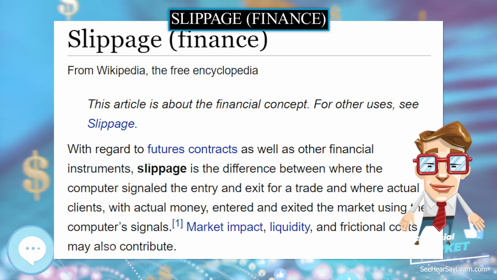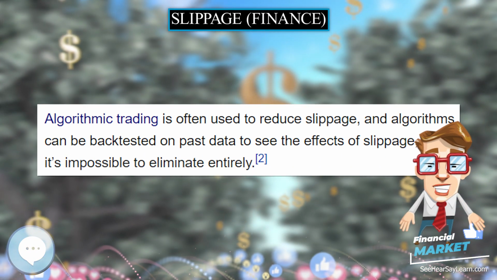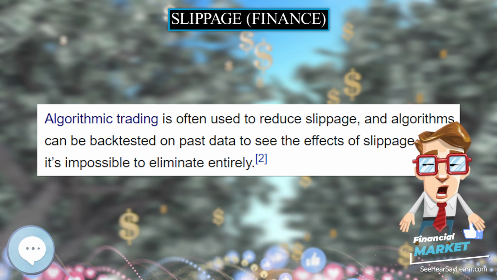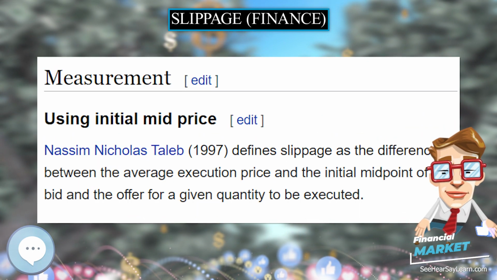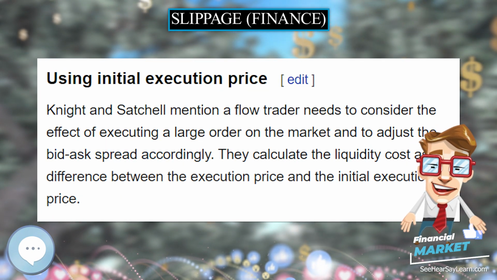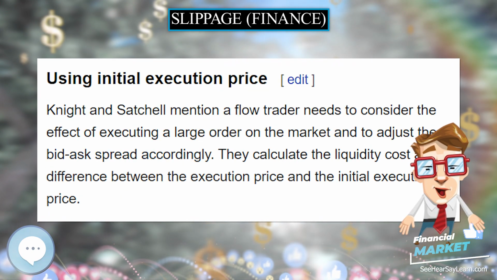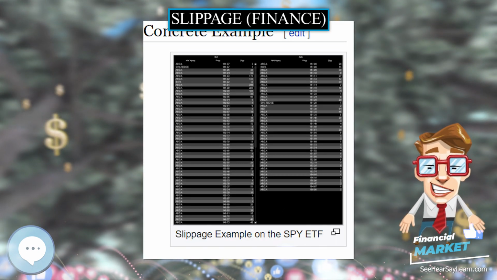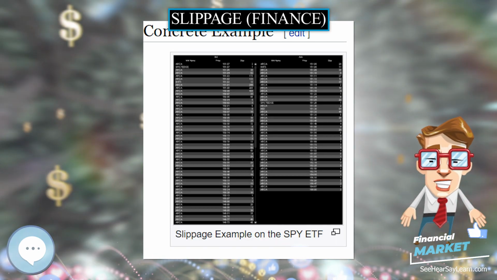Concrete example. The associated image depicts the level 2, market depth, quotes of the SPY ETF, exchange traded fund, at a given instant in time. The left-hand side of the image contains the market depth for the current bid prices and the right-hand side of the image contains the market depth for the current ask prices.